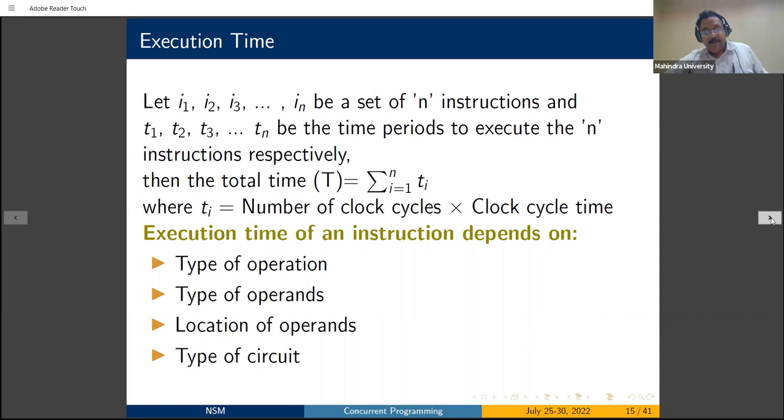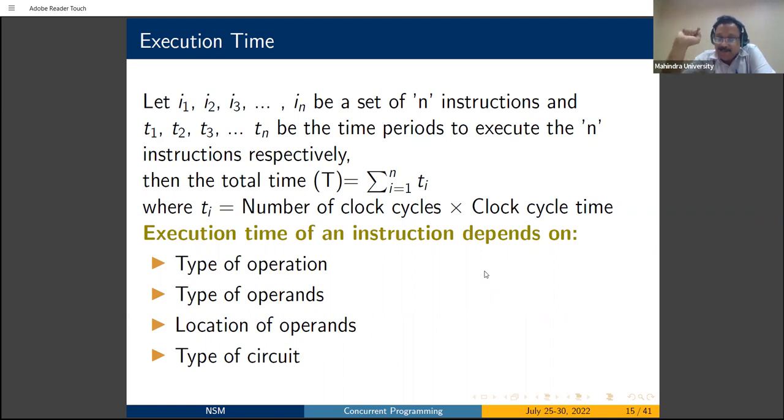In that way, execution time of an instruction affects execution time of the whole code. Usually, execution time of an instruction depends upon four factors. The first is the type of operation. That means, are we going to perform an addition operation, a multiplication operation, or a division operation?